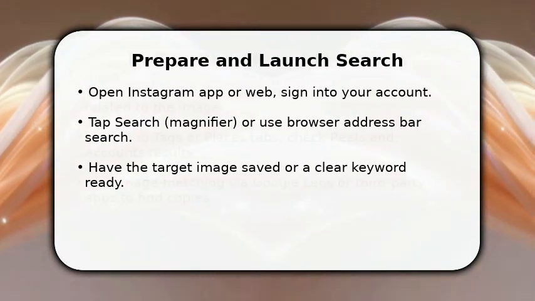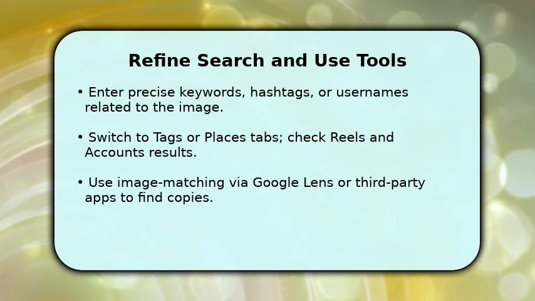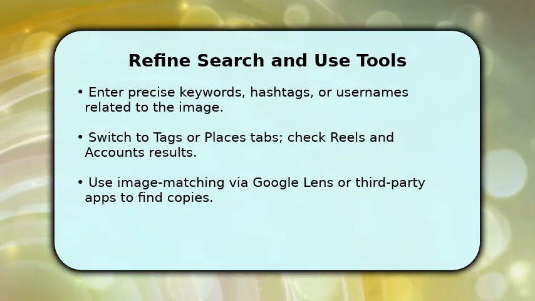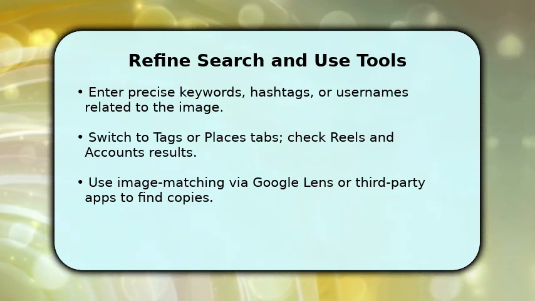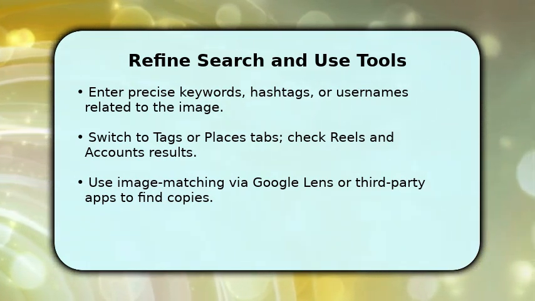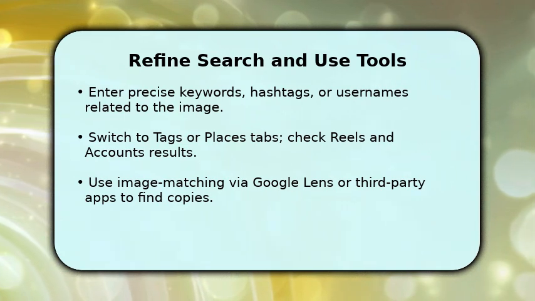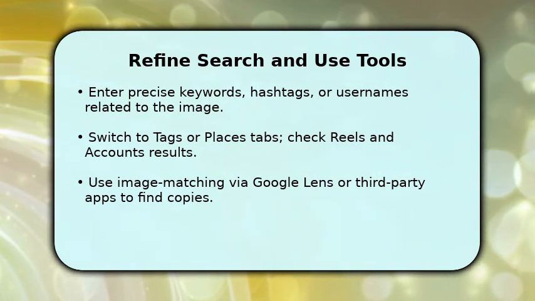You'll type targeted keywords, hashtags, or possible usernames into the search box to narrow results quickly. Precise terms outperform vague phrases. Then examine the tags and places tabs to catch location-tagged posts and scan accounts or reels. Different content types surface unique matches.